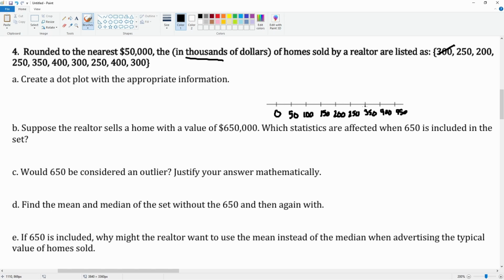So 300. Oh, no. That is bad. I screwed that up. So 250, this is 300, 350, 400. Okay. So 300 looks like it's right here. 250 looks like it's right here. 200 looks like it's right here.